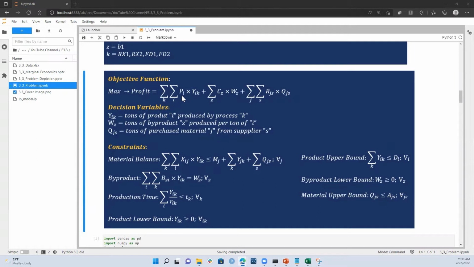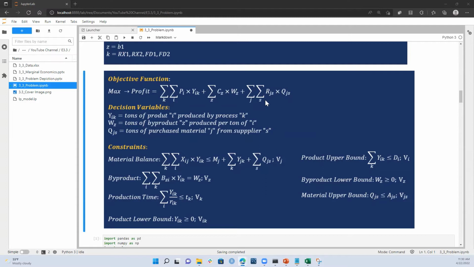This is the profit for selling or manufacturing product I times the amount of product I made on equipment or process K, so Y sub I K, and we sum that up across all products and all pieces of equipment. So this gives us the total products made in the entire facility multiplied by their profit contribution. The next term is the cost of any byproducts made from manufacturing our products multiplied by the amount of byproduct made. So C sub Z times W sub Z for all byproducts in set Z. So this would be a negative contribution to the profit.